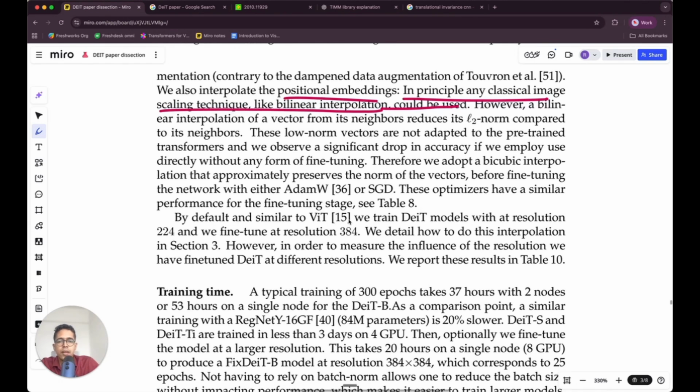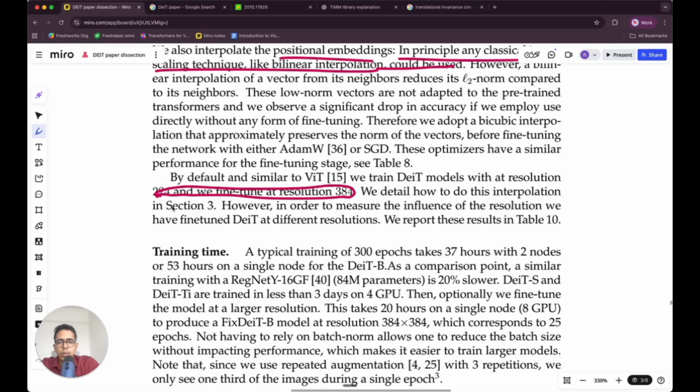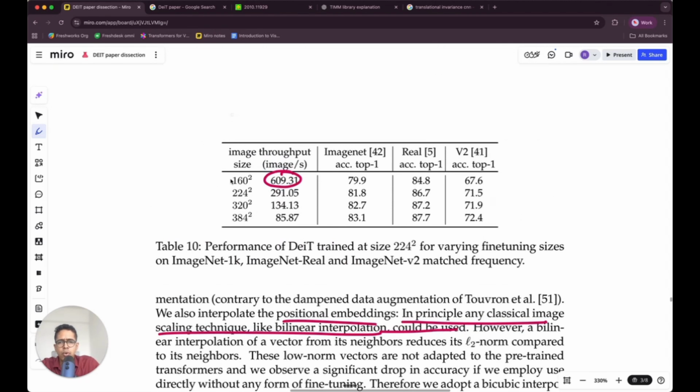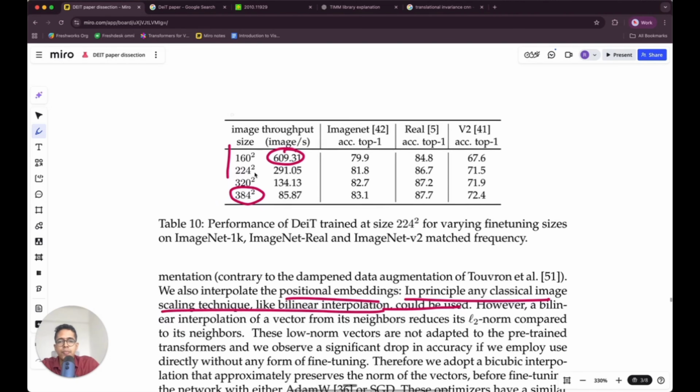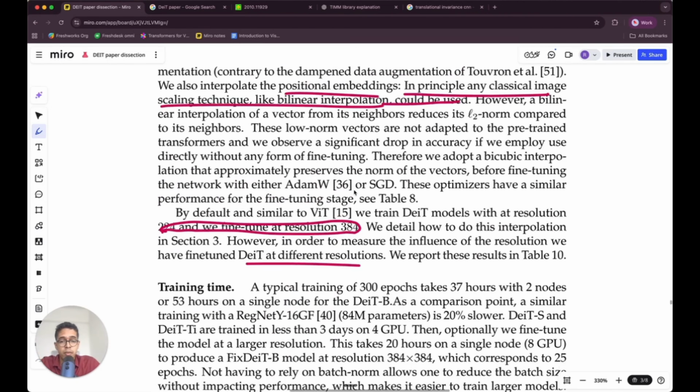By default, and similar to Vision Transformer, we train the data-efficient image transformer at a resolution of 224 and we fine-tune at a resolution of 384. So this we know. We detail how to do this interpolation in section 3. However, in order to measure the influence of the resolution, we have fine-tuned DeiT at 3 different resolutions in table 10. In fact, 4 different, right? Okay, apart from this, 3 other resolutions. 160 by 160 is smaller than 224 by 224, so it should be worse.